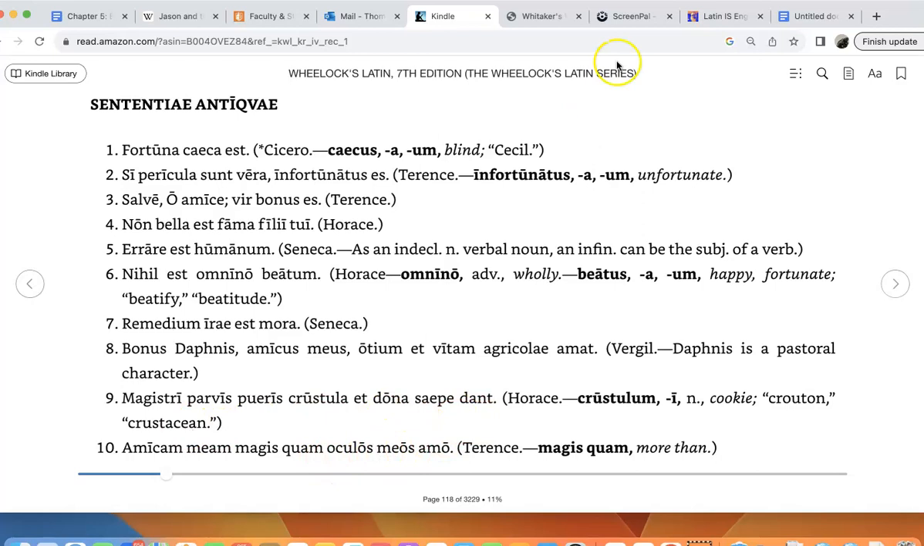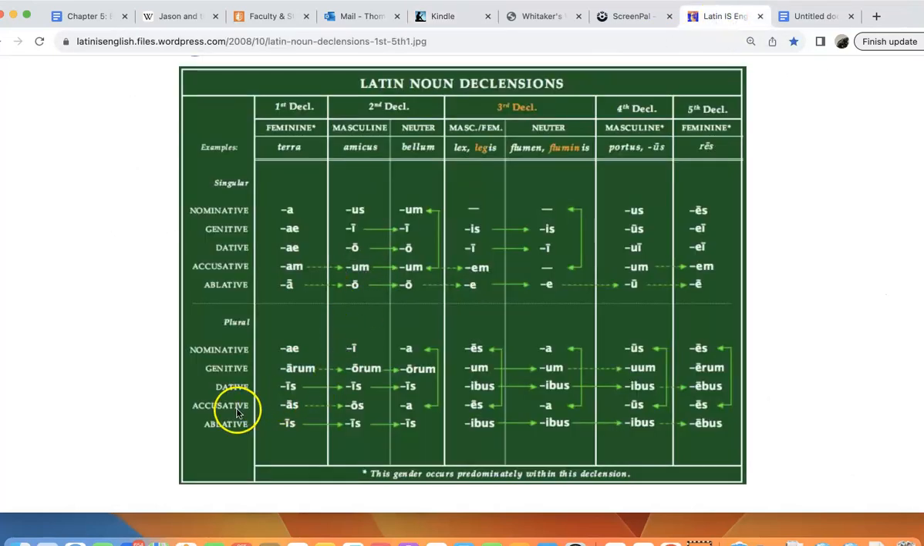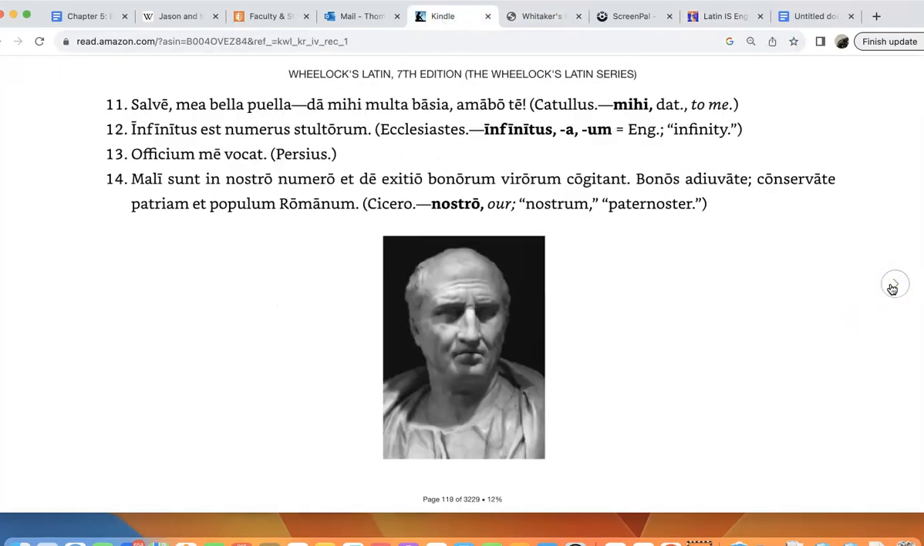Now, more than oculos meos, that also is in the accusative. So this one has two accusatives. One as the direct object, two in terms of the comparative more than my eyes. So that's what's going on there. All right, we're just going to do 1 through 10. Although here's a good one, right? Infinite is the number of dumb people, right? But anyways, for that, we'll just do 1 through 10.